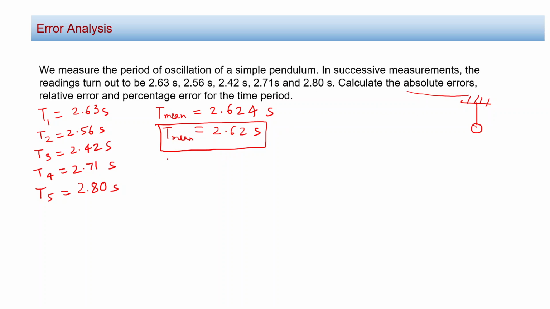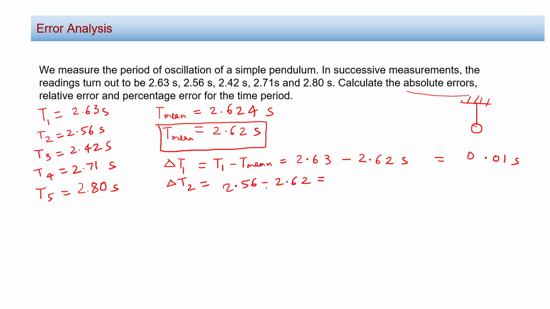Now to calculate the absolute error, the absolute error in the first experiment will be t1 minus t mean, right? This we have understood. So that will be 2.63 minus 2.62 seconds, which is 0.01 seconds. Similarly, the absolute error for this will be 2.56 minus 2.62. This will be negative, but because absolute error is always positive, we will take the positive of this and it will be 0.06 seconds.